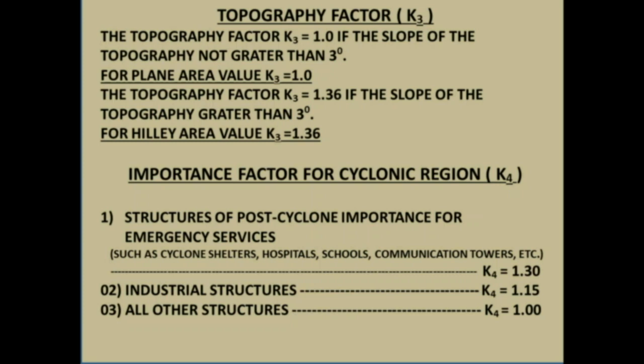Importance factor for cyclonic region K4. For structures of post-cyclonic importance for emergency services such as cyclone shelter, hospital, school, communication tower, etc., the value of K4 is equal to 1.3. For industrial structure, K4 is equal to 1.15. For all other structures, K4 is equal to 1.